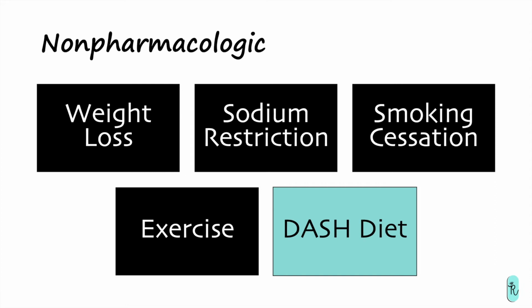This diet is rich in fruits, vegetables, whole grains, lean protein, and low-fat dairy. These foods are high in nutrients like potassium, calcium, protein, and fiber, which promote a reduction in blood pressure.